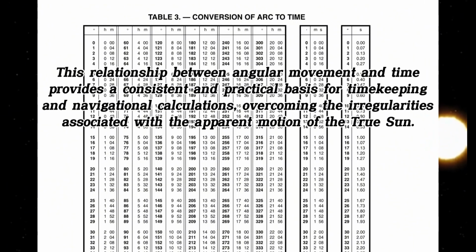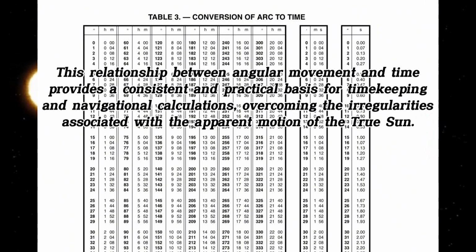This relationship between angular movement and time provides a consistent and practical basis for timekeeping and navigational calculations, overcoming the irregularities associated with the apparent motion of the true Sun.